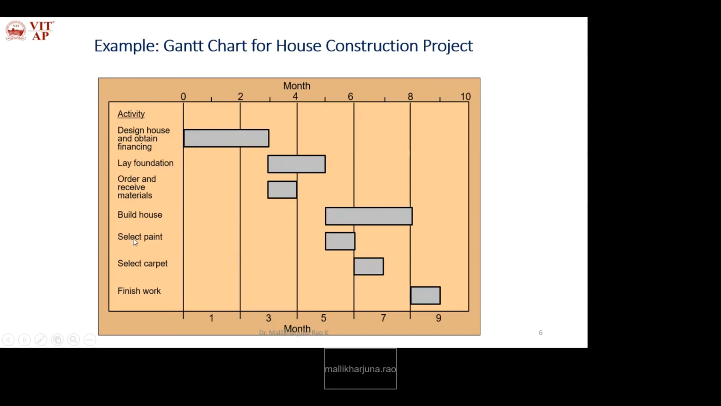finished. Then the fifth activity, select paint, also starts from the fifth month and ends at the sixth month. These activities 4 and 5 start on the same day, so they are called parallel activities, and these two depend on the second activity, lay foundation. These two start only after the second activity completes. Then select carpet starts at the sixth month and ends at the seventh month. Finish work starts at the eighth month and ends at the ninth month. So here we have two sets of parallel activities, activities 2 and 3, and activities 4 and 5. These depend on the first activity, and those depend on the second activity.